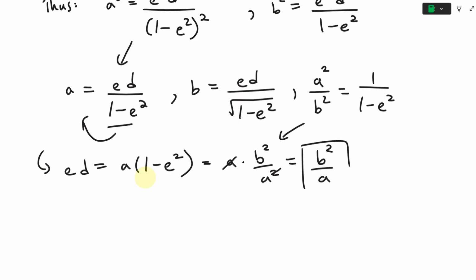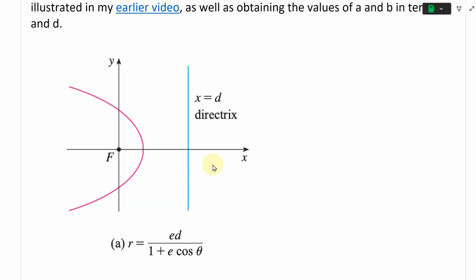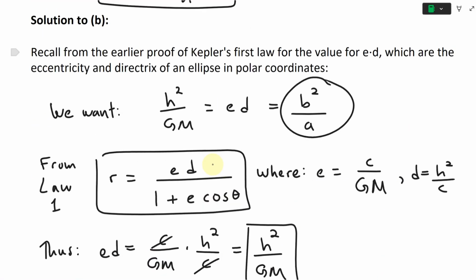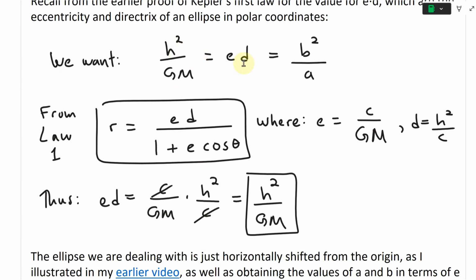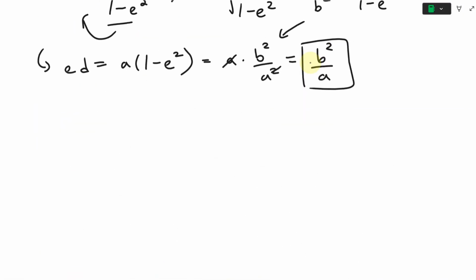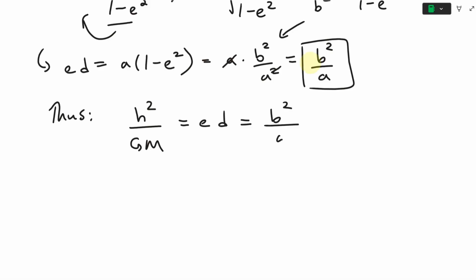All right, so we solved it. There it is. If I go back up here, we have b squared over a. So now we basically solved everything. h squared over GM equals this right here. h squared equals ED, which equals b squared over a. So let's just write that down. What we solved is h squared over the gravitational constant times the mass of the Sun equals eccentricity times directrix, which equals the minor axis squared over the major axis, not squared. All right, so that's what we have. So that solves all this.